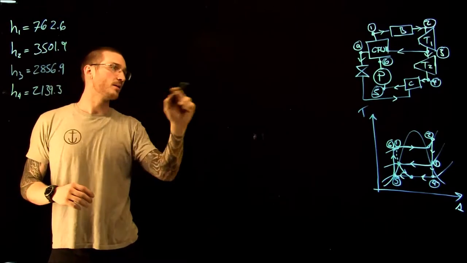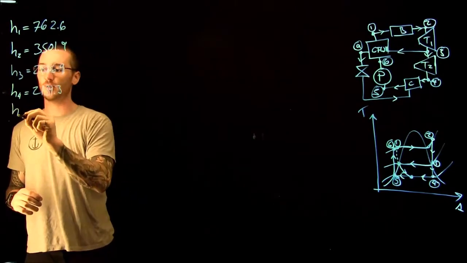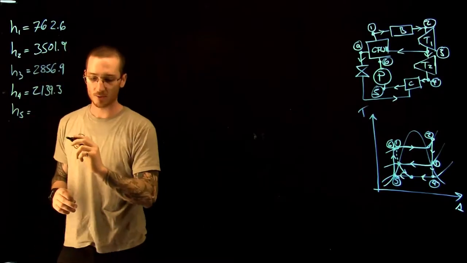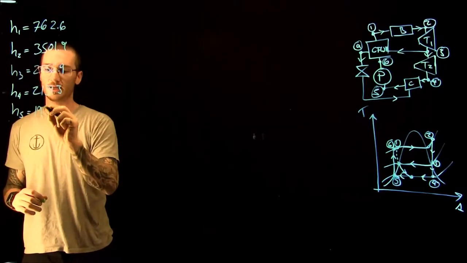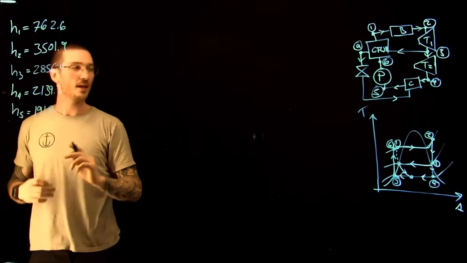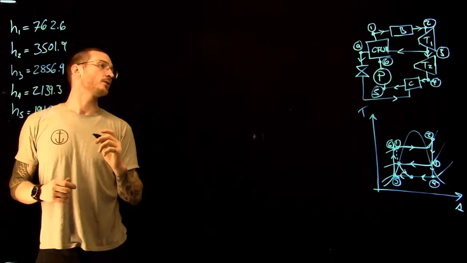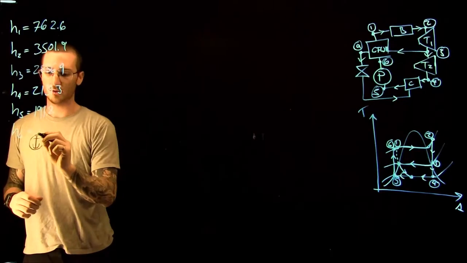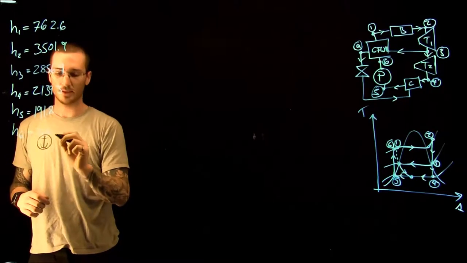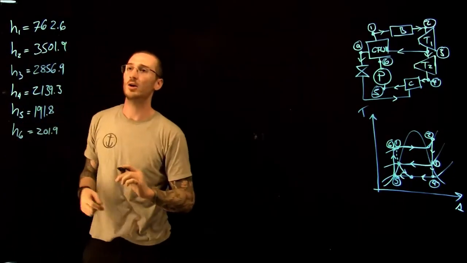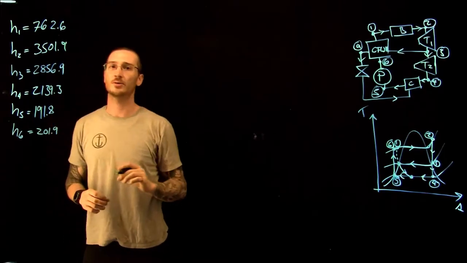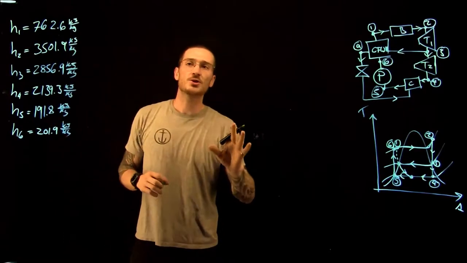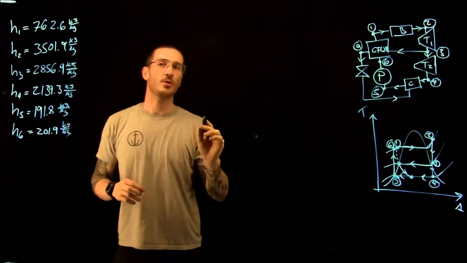Then right after our condenser, before our pump, we have an enthalpy of 191.8. And then right after our pump, we have an enthalpy of 201.9. Now, keep in mind, all of these are in kilojoules per kilogram. They want us to solve for the efficiency of this system, the thermal efficiency.